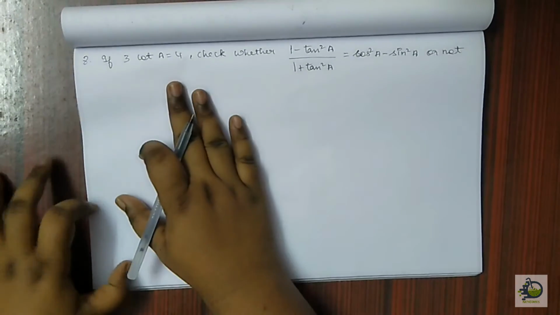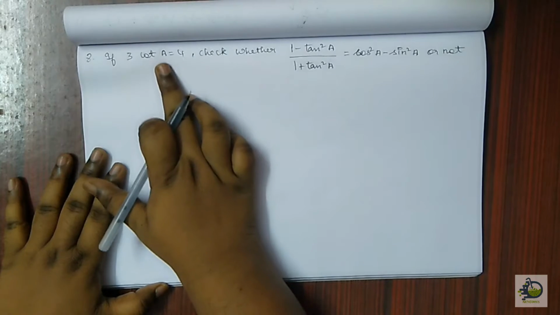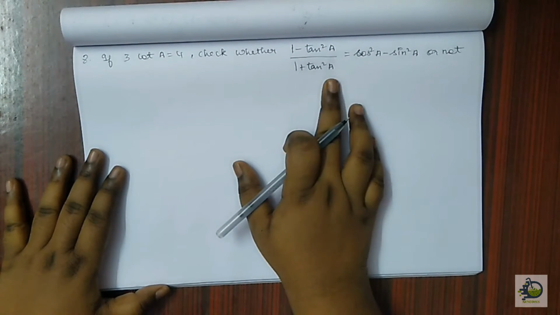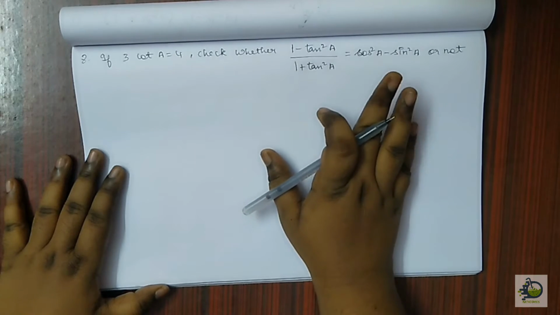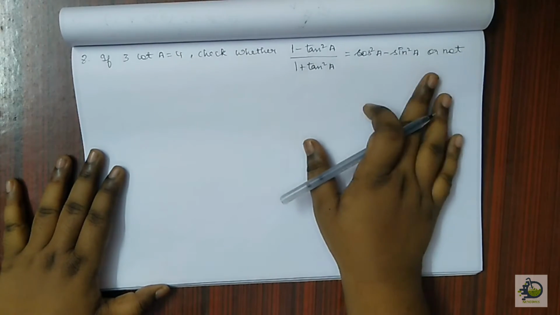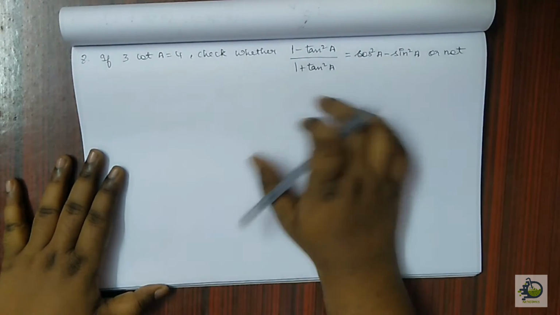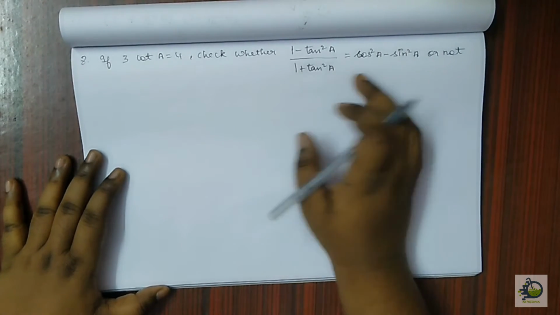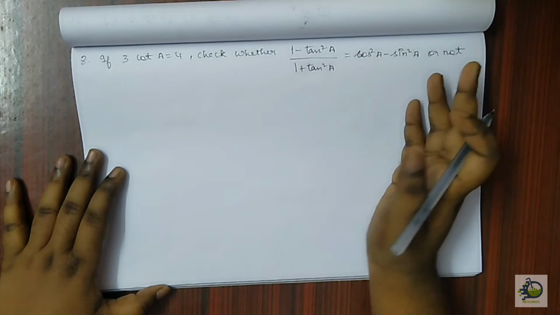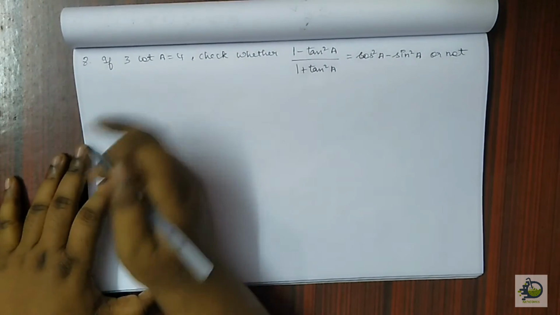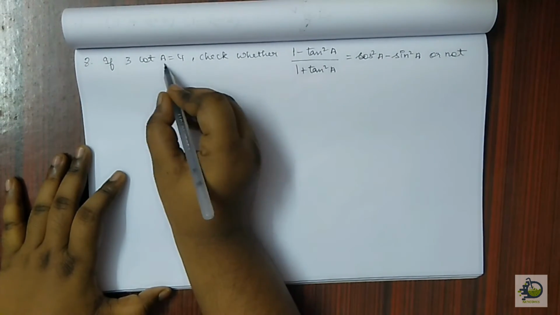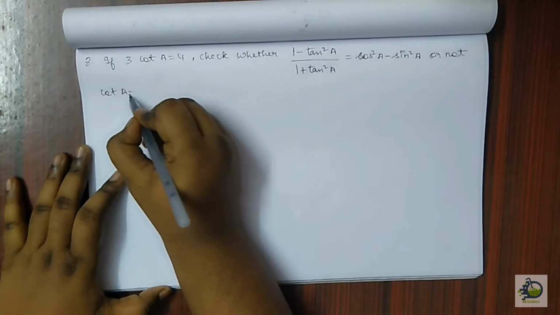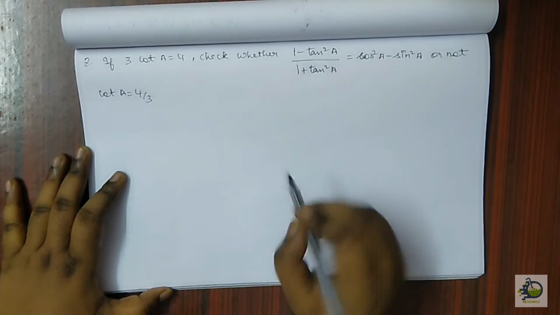Okay, the next sum is, if 3 cot A is equal to 4, check whether (1 minus tan square A) by (1 plus tan square A) is equal to cos square A minus sin square A or not. So we have to find the answer for LHS and RHS separately, and we are going to check whether both of them are equal or not. Okay, for that it is given that 3 cot A is equal to 4. So which means that cot A is equal to 4 by 3.